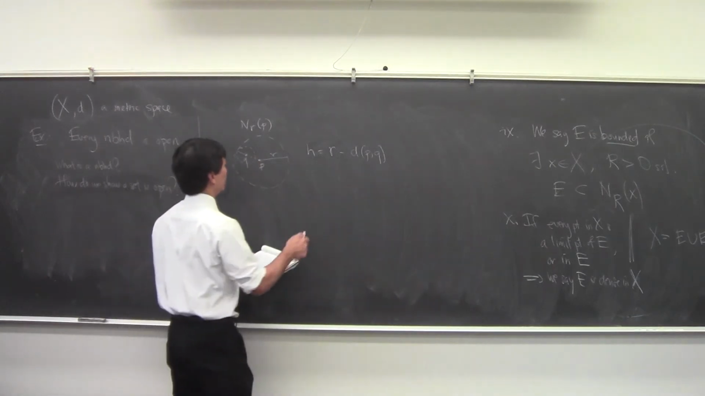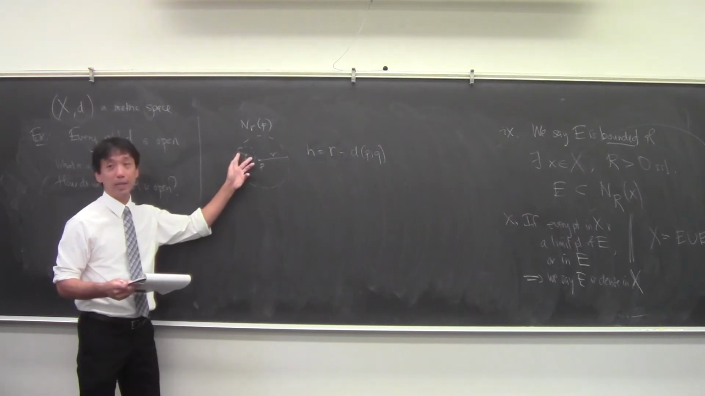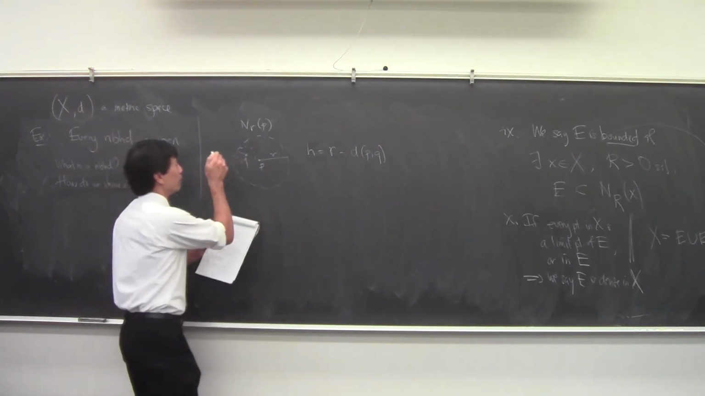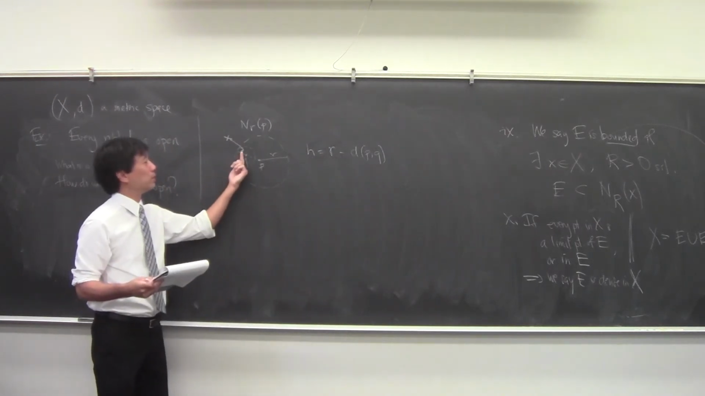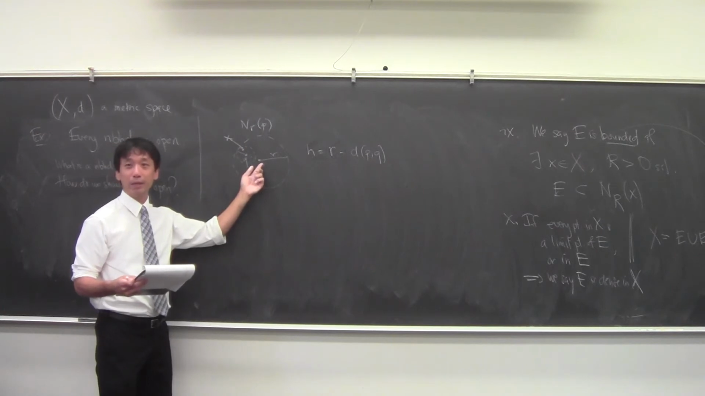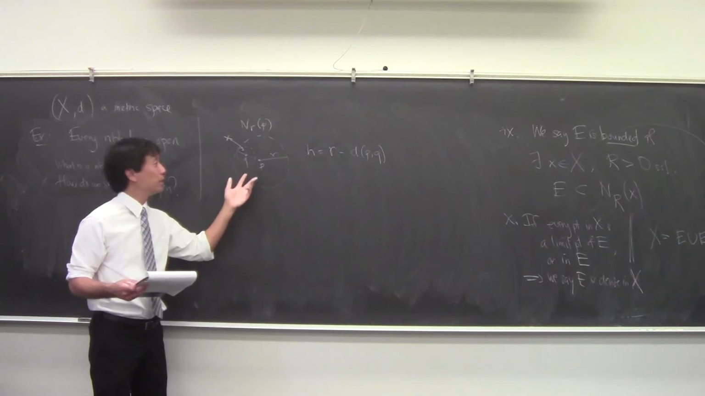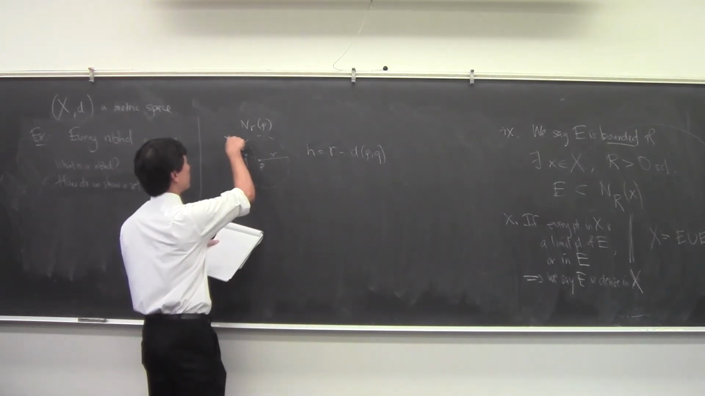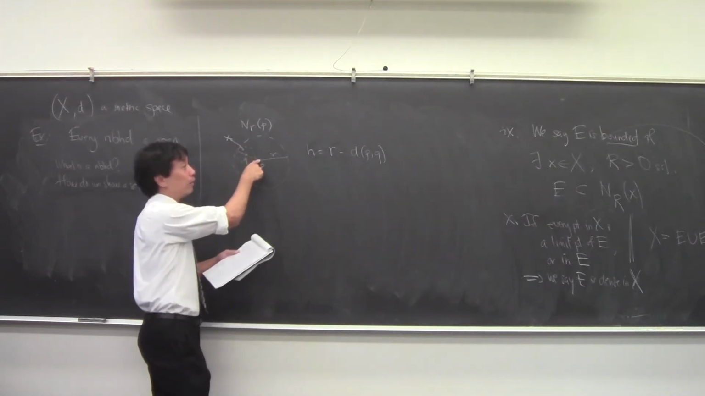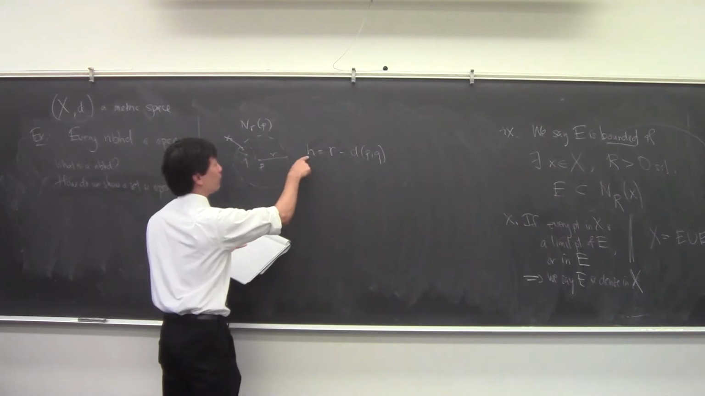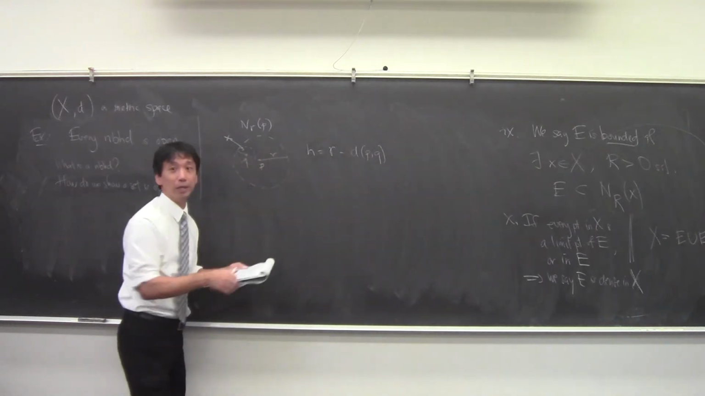Why does that set lie inside? What you'd have to show is that any point inside that set is smaller than distance R from P, right? And what's the key thing that you're going to use? The triangle inequality, right? So you'd say, well, look, the distance from X to P is smaller than the distance from X to Q plus the distance from Q to P. Well, that's smaller than H plus this, in other words, smaller than R.